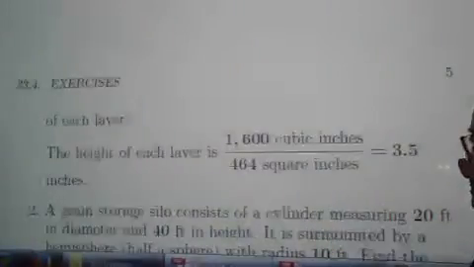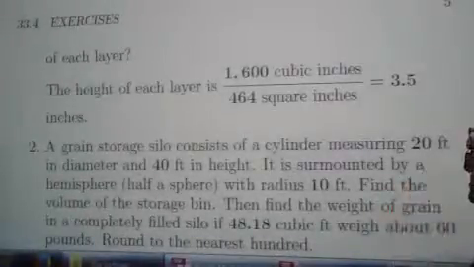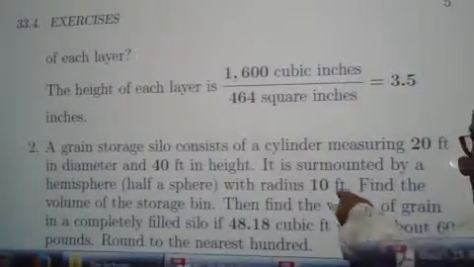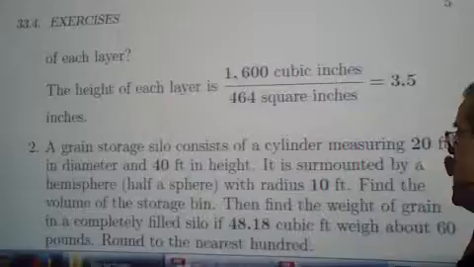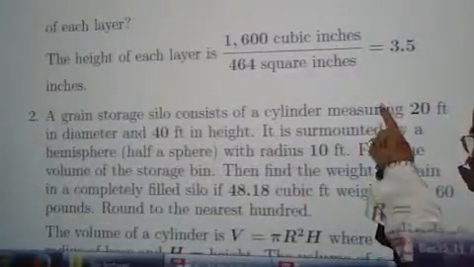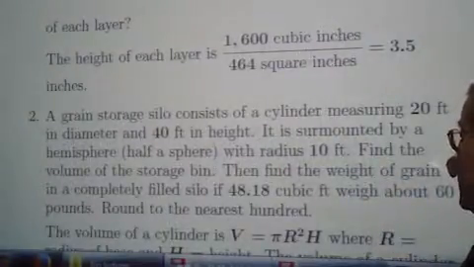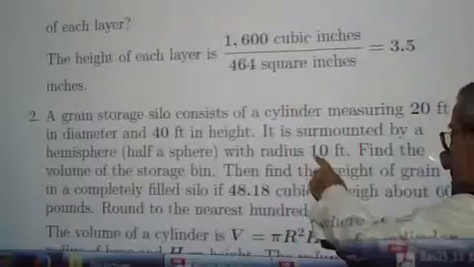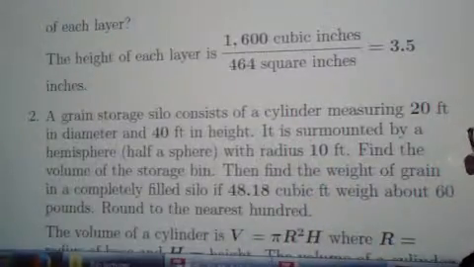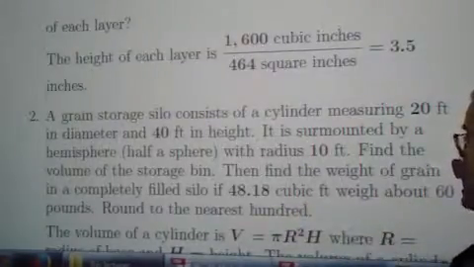A grain storage silo consists of a cylinder that is 20 feet in diameter and 40 feet high. It is surmounted by a hemisphere of radius 10 feet. If I said radius in the other one, the figures are correct. If I said diameter, the figures are not. Let me try to remember that I said radius here. We still have 48.18 cubic feet per 60 pounds of grain.